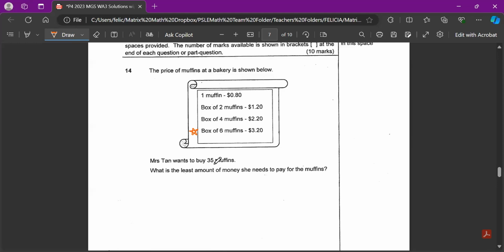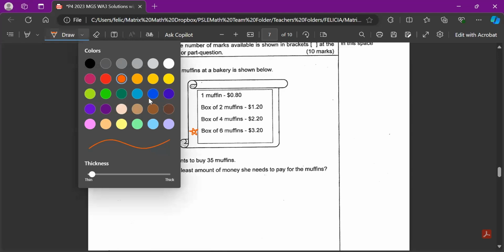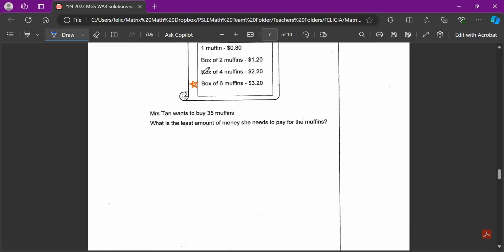Okay, so she wants to buy 35 muffins. All right, but every box only has 6 muffins. So this is where your grouping concept comes in. All right, so I'll prioritize the box of 6 muffins. We are going to find out how many boxes of 6 that I can buy.